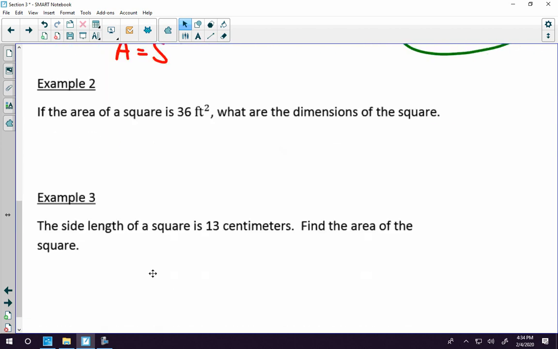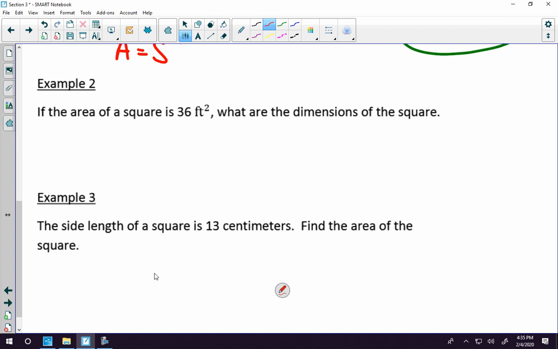Okay, example 2. Utilizing the same equation for the area of a square, area equals side length squared. Maybe we're not always looking for the side length, and maybe we're given the area and looking for what the side length is. Okay, so we need to read, pay attention when we're reading the questions.